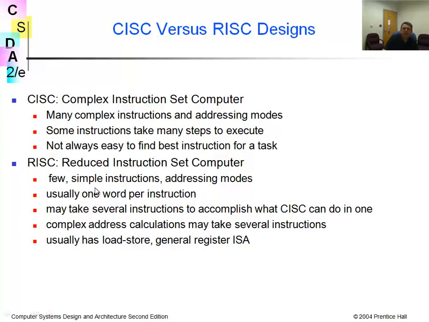All right, here are some CISC and RISC, I said we'll talk. What's a complex instruction set computer? Many complex instructions and addressing modes. Some instructions take many steps to execute. It's not always easy to find the best instruction for a task. Sometimes, for example, for add instructions in a CISC model, we may have 15 different instruction types. So you need to find out what's the best one, all right? So you have to design your software based on that.